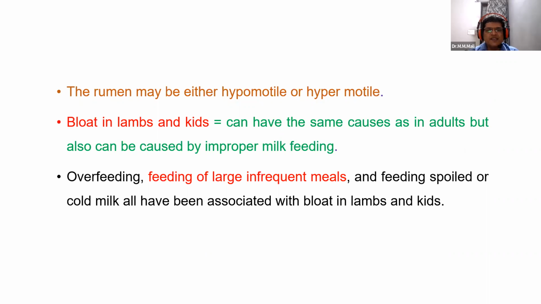Bloat in lambs and kids can have the same causes as in adults, but can also be caused by improper milk feeding practices. Overfeeding, feeding of large, infrequent meals, and feeding spoiled or cold milk have all been associated with bloat in lambs and kids. This concern is very important, and farmers should always be advised about these practices so the development of bloat can be prevented, particularly in lambs and kids.